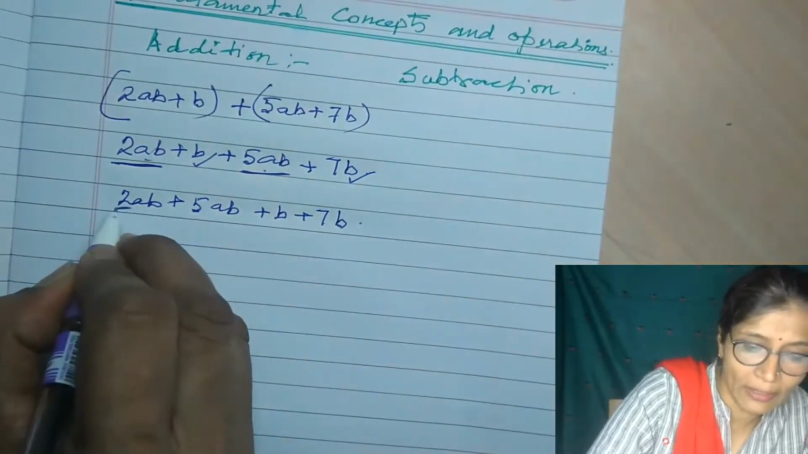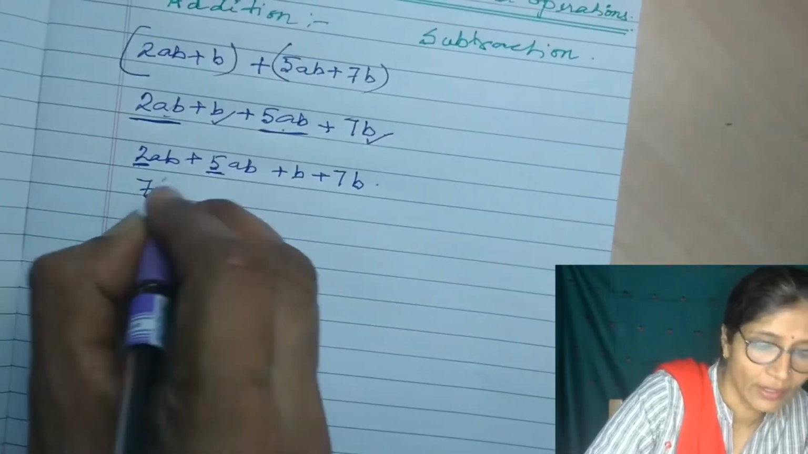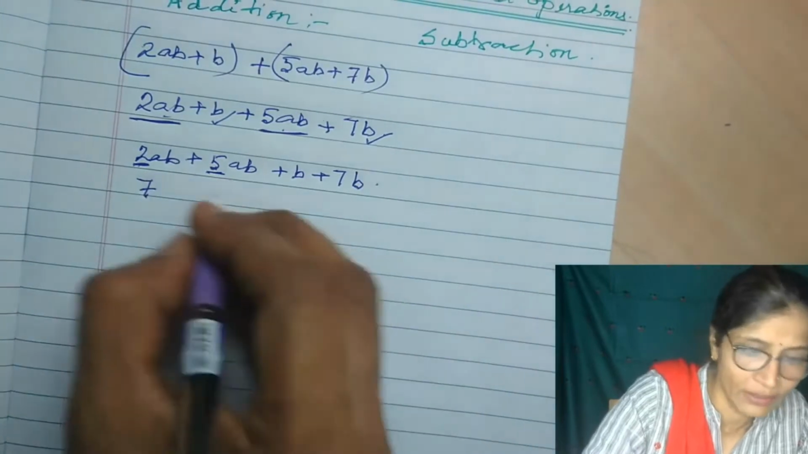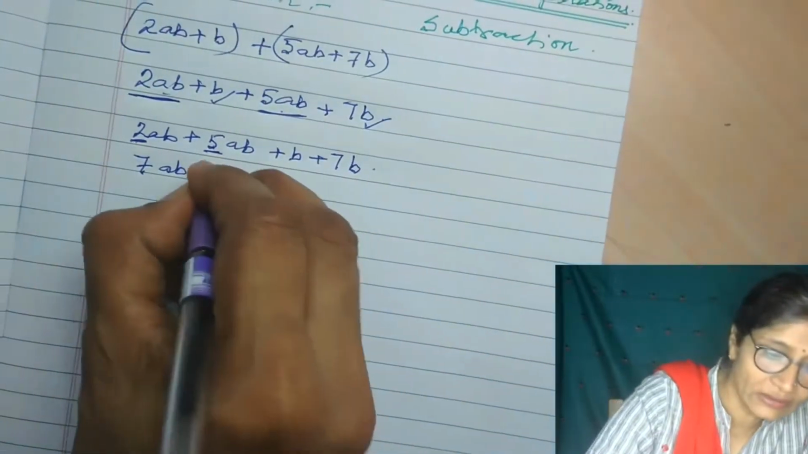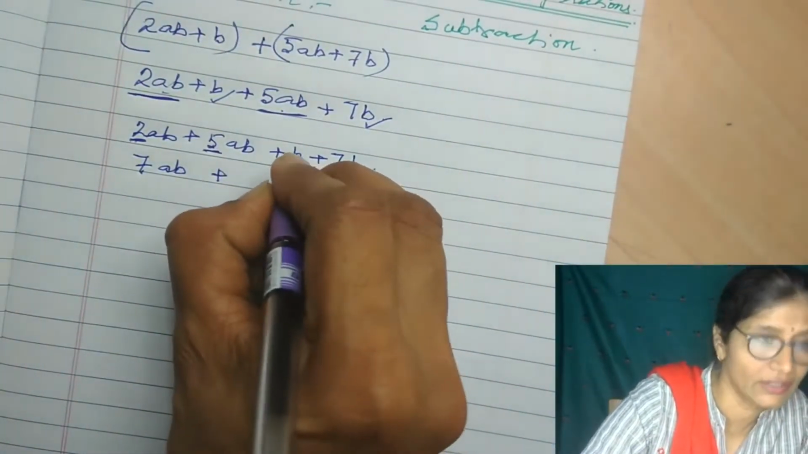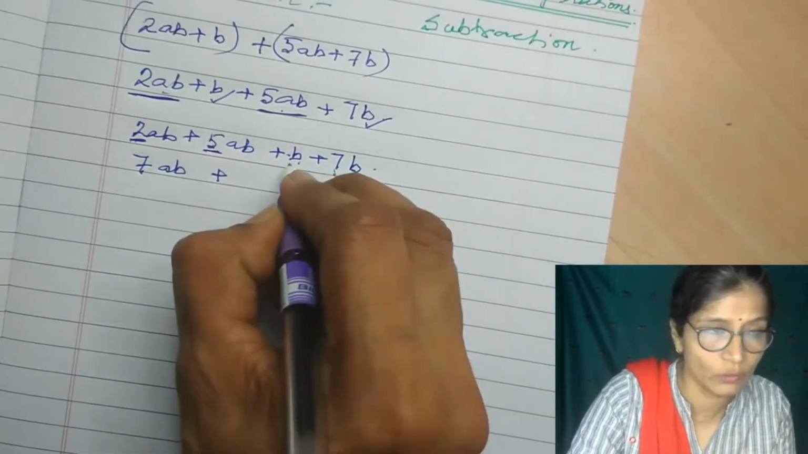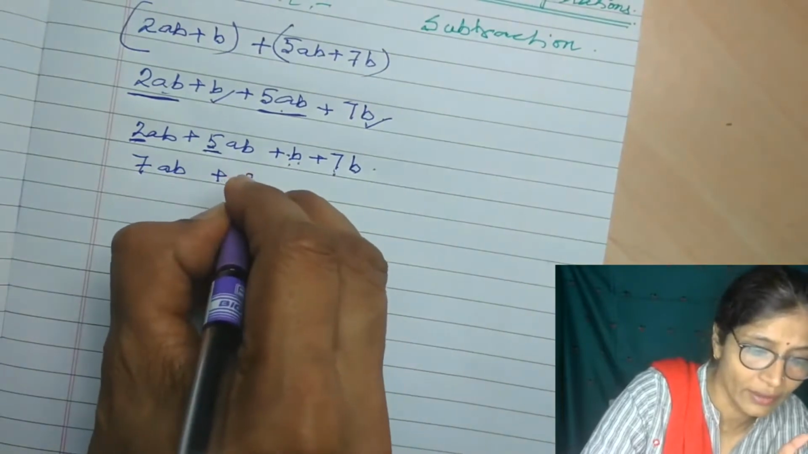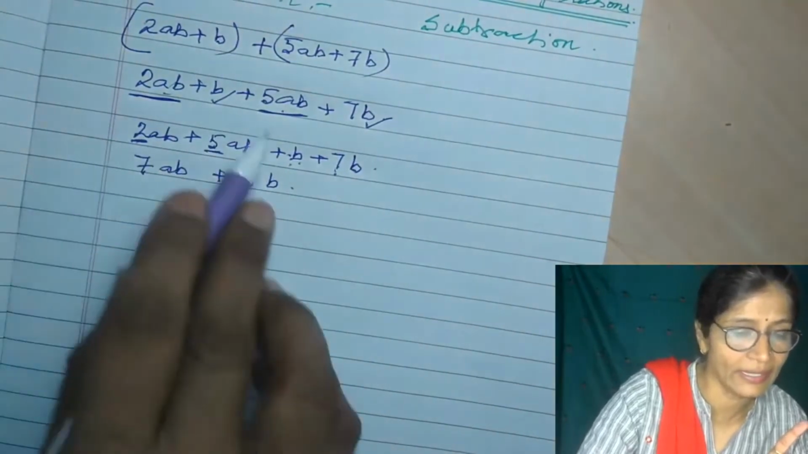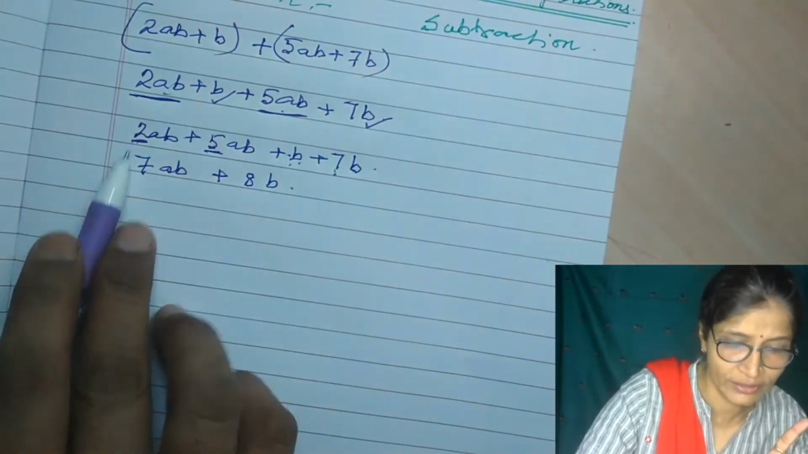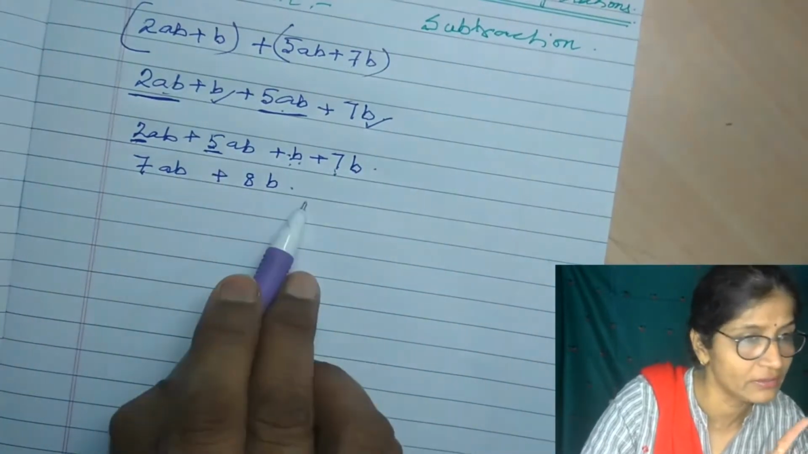Now the numerical part of these like terms: this is 5 and this is 2, so that is 7. The literal coefficient ab I will write once, not twice. Plus, then here b, with nothing written, it means it is 1b, and here is 7. So 7 plus 1 is equal to 8, so I write 8b. It means in addition, I collect the like terms together, add the numerical coefficients and find the value, then write the literal coefficient. Here also I have done the same thing.